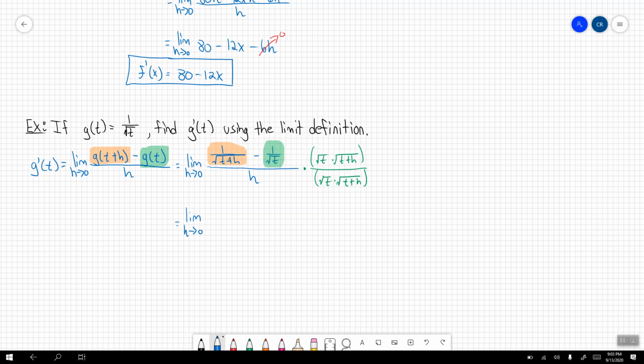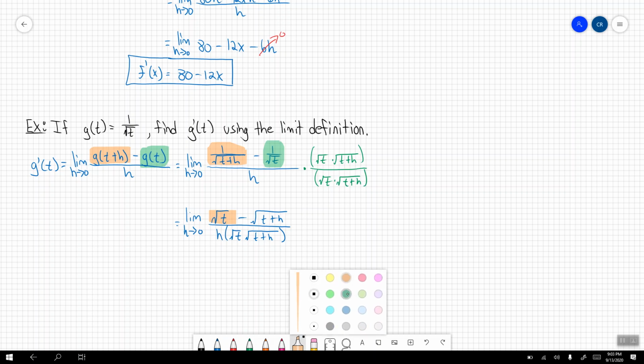As I distribute to my first term, the square root of t plus h is going to cancel, and we're going to be left with the square root of t. The second term, when we distribute, will cancel the square root of t's and will leave us with square root of t plus h, divided by my denominator. And every time I multiply, I don't want to actually multiply them out. I just want to signify that we are multiplying them. So we still have our first term multiplied by these functions, and our second term multiplied by this LCD.